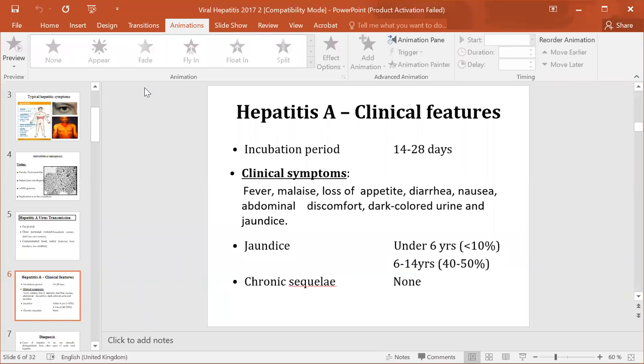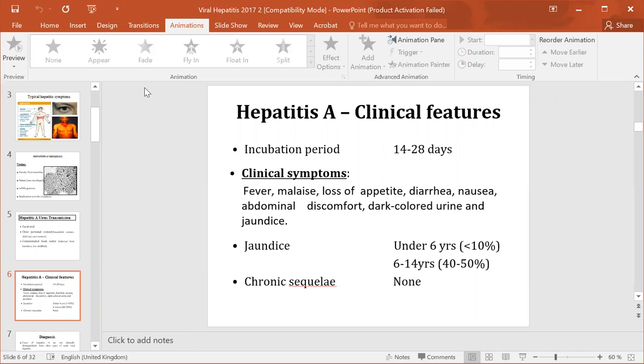For example, we are told that children who are less than 6 years, when they acquire hepatitis A virus, only have less than a 10% chance of developing jaundice. So you don't expect jaundice to be one of the common symptoms of hepatitis A disease in children who got the infection when they're less than 6 years. However, those who get this virus above 6 years, 14 and beyond, have about a 40% chance of developing jaundice. So you have to be careful when you are using jaundice as a symptom to classify a patient as having hepatitis A virus disease.